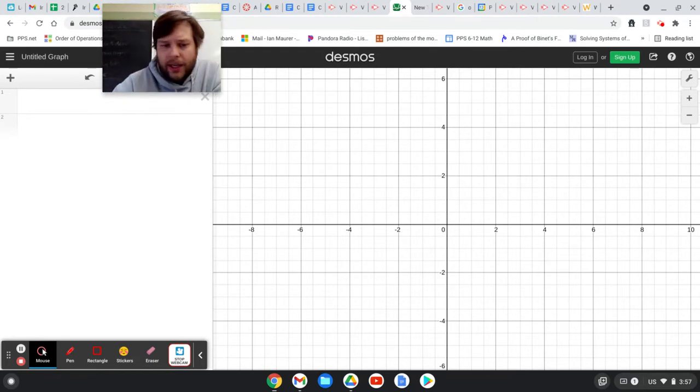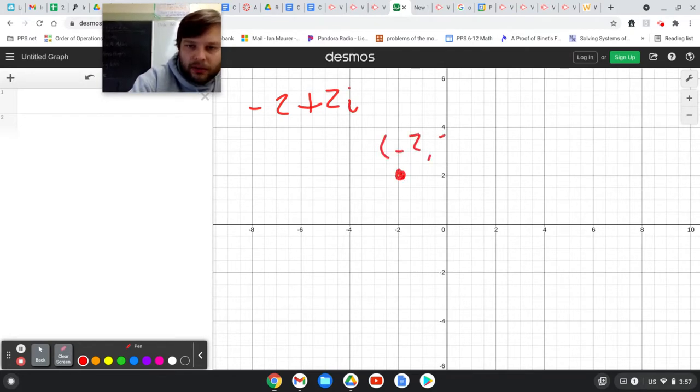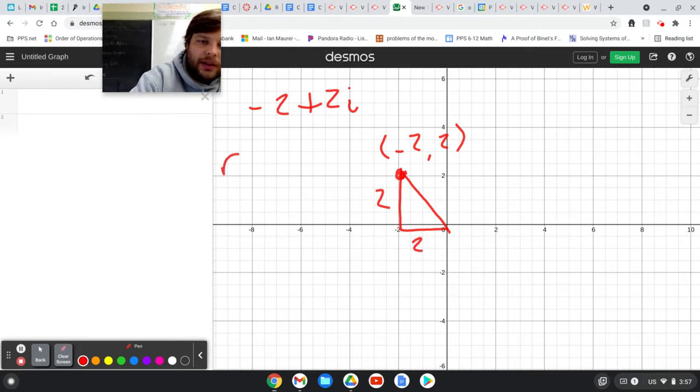So let's take a complex number. Let's say we have the complex number -2 plus 2i. I can represent that as this point right here, which is (-2, 2). I can connect that to the origin, draw a right triangle, 2 and 2. We can calculate our r. r squared is going to be 4 plus 4. So r is going to be the square root of 8.